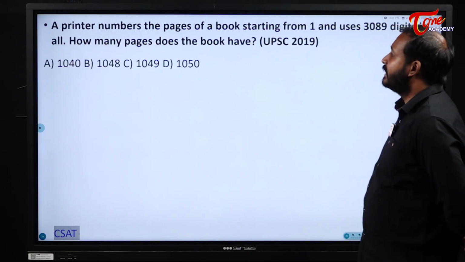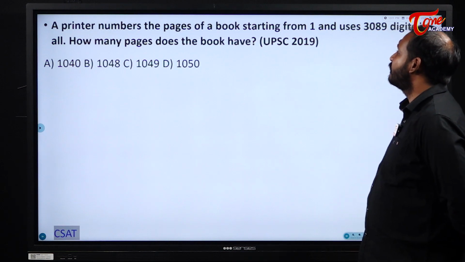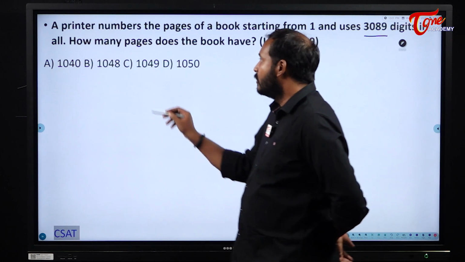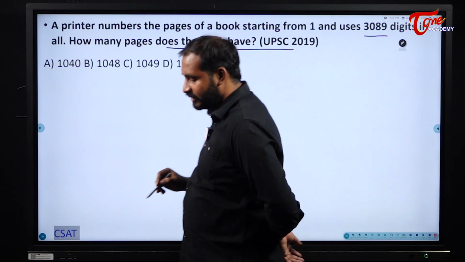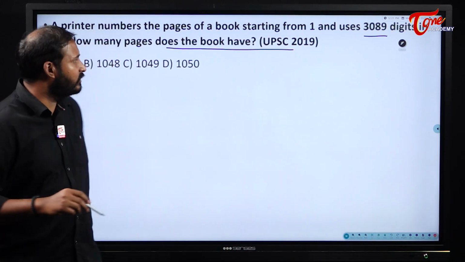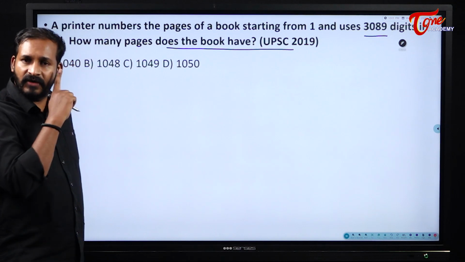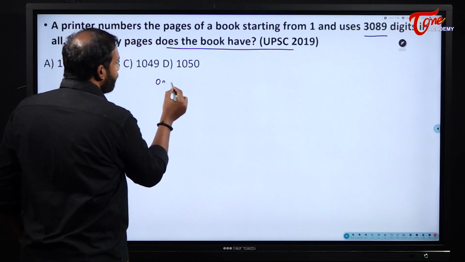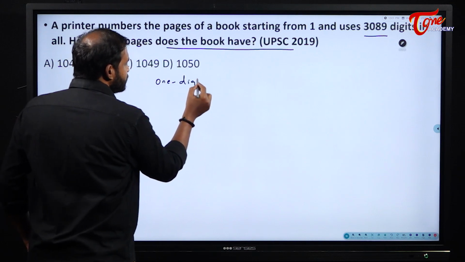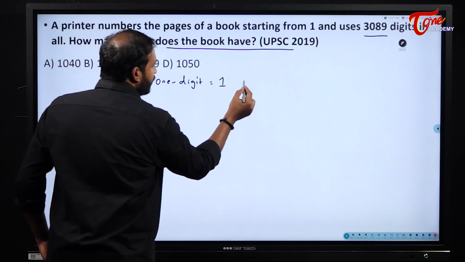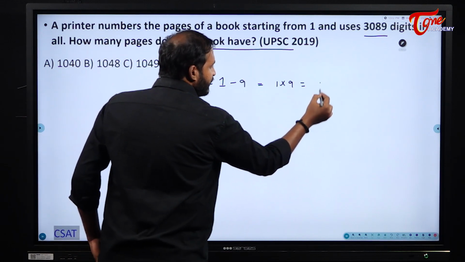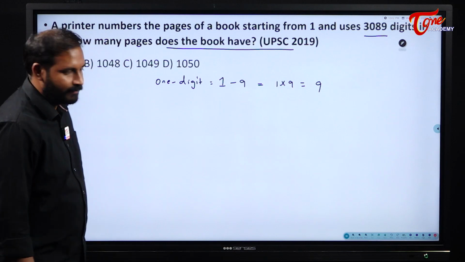Next, a printer numbers the pages of a book starting from 1 and used 3089 digits in all. How many pages does the book have? That is the question they are telling. So usually it will start from 1, right? So how many 1 digit numbers we will have? 1 digit numbers will be from 1 to 9. So 1 into 9, it will use 9 digits to print 1 digit numbers.